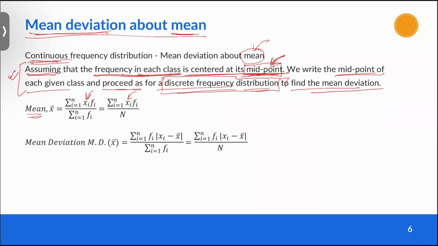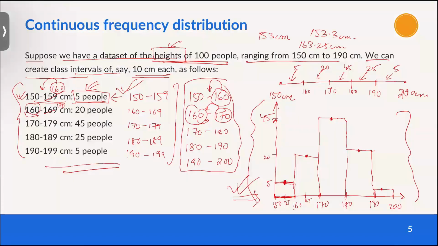So for calculation of the mean, we had this formula: mean x bar is equal to the summation of i equals 1 to n of xi times fi, divided by the summation of i equals 1 to n of fi. For discrete cases, xi were the values, but for continuous cases, we are taking the mid value of the range. To calculate the mean deviation also, we had this formula, and this xi will be the mid value of the continuous frequency distribution. So for this example, x1 will be 155.